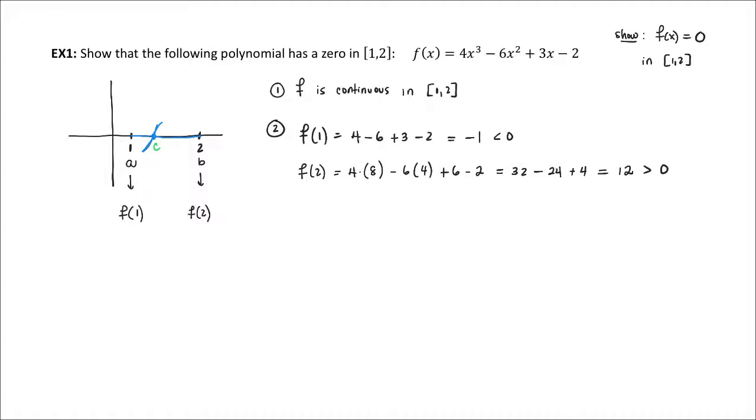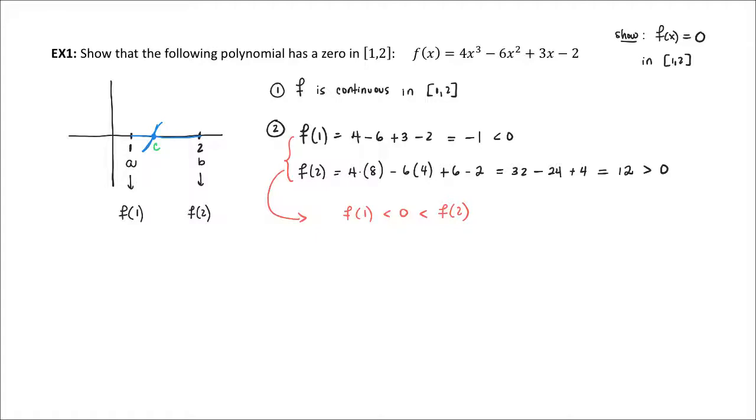So what do I conclude from these two pieces of information here? I conclude that f of 1 is going to be less than 0, and 0 is less than f of 2.